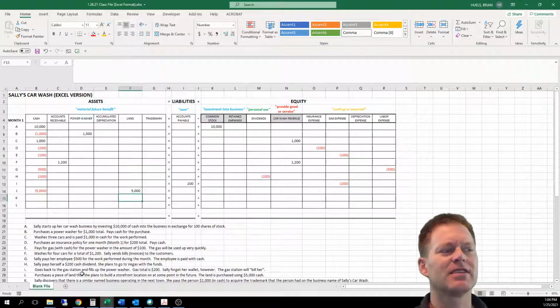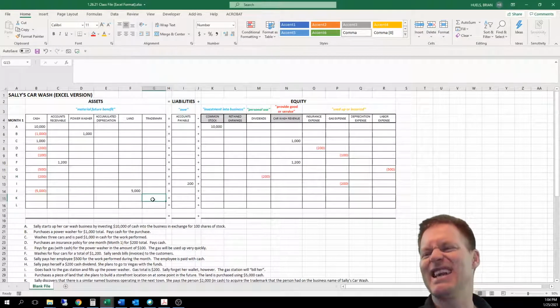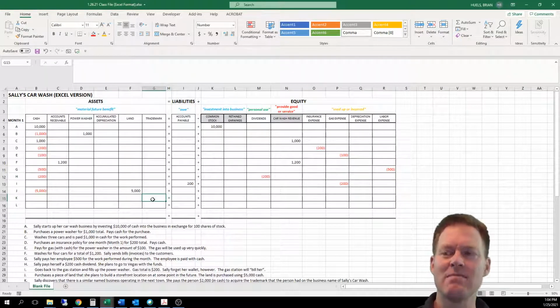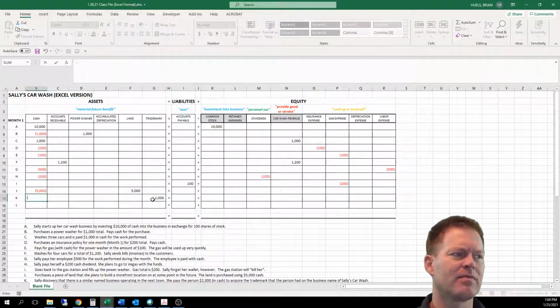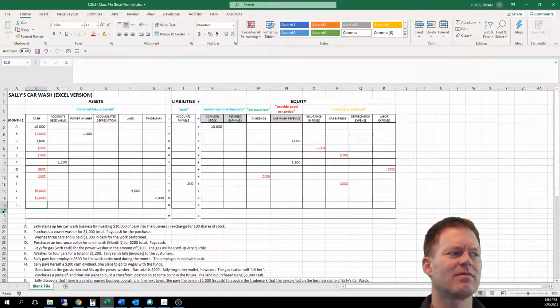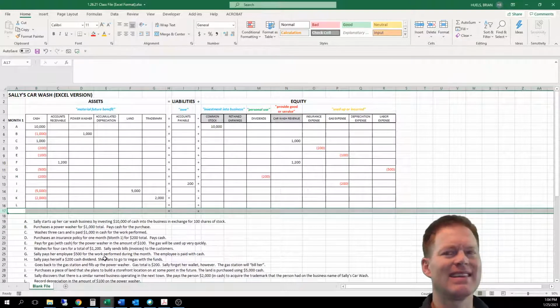Sally discovers that there's a similar name business operating in the next town. She pays the person $2,000 to acquire the trademark. Okay? So I'm just trying to get you to see an intangible asset. Future benefit. If you have a trademark on a name, there's a future benefit there. So the trademark is going to go up. Cash goes down. All right? And then the last one, you can see it down here at the bottom.